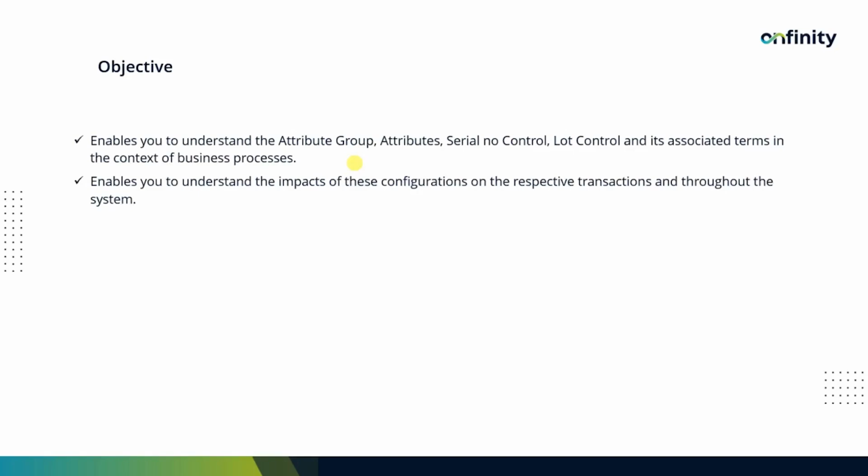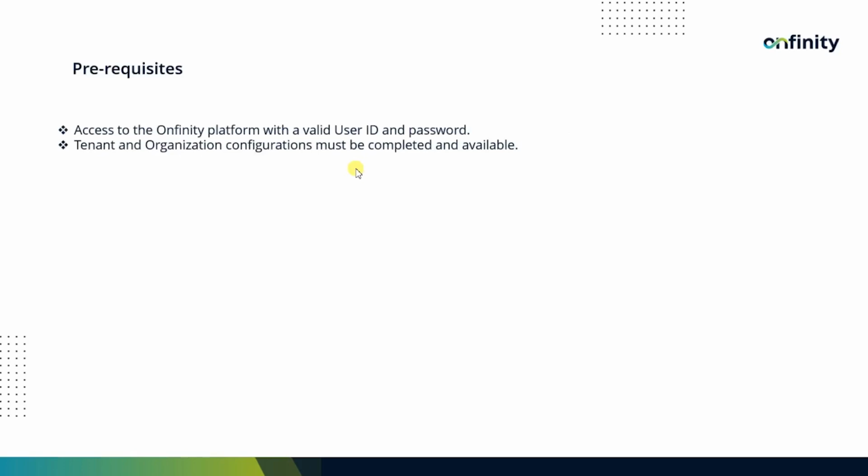The main goals of our session are to enable you to understand the attribute group, attributes, serial number control, and lot control, along with their associated terms within the context of business processes. This session will also enable you to understand the impact of these configurations on their respective transactions and throughout the Onfinity system.